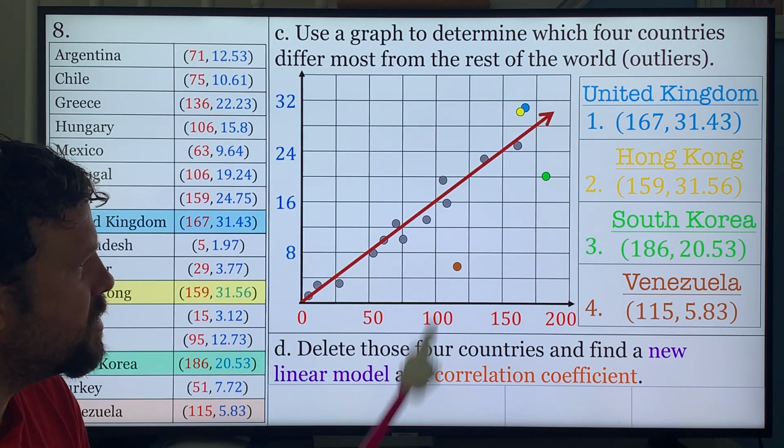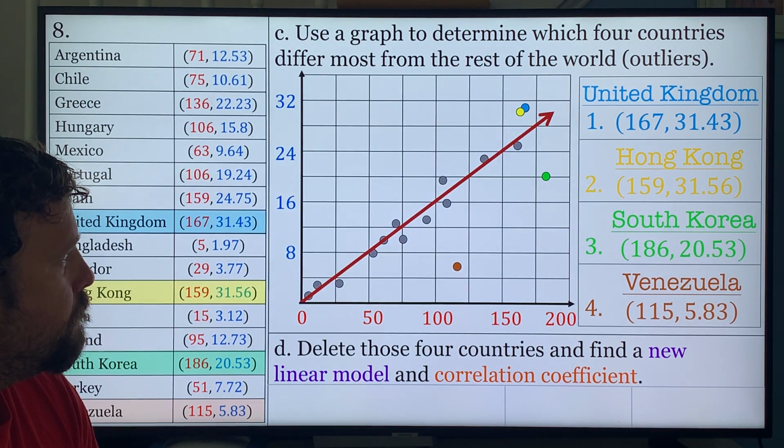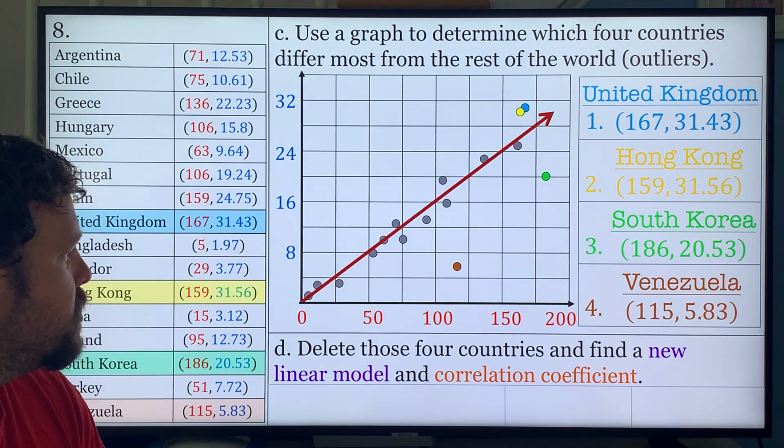Do you know why they use so much energy? Big oil. All right. So what can we do with those points? What do you think we do with those points?